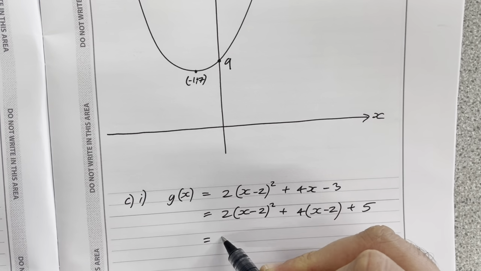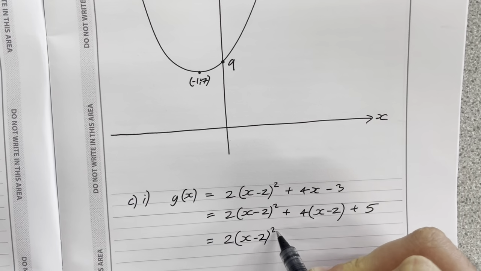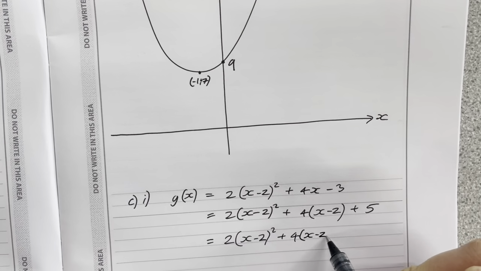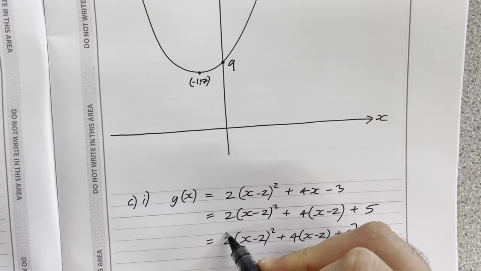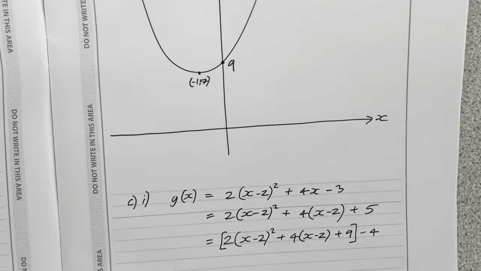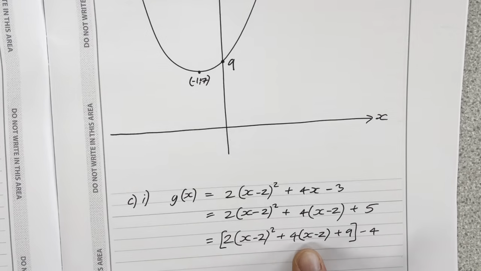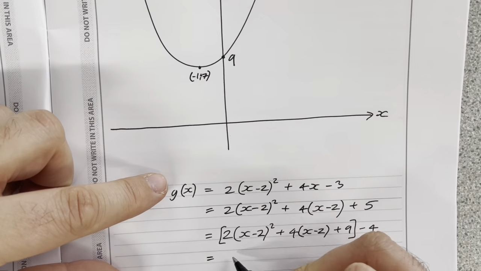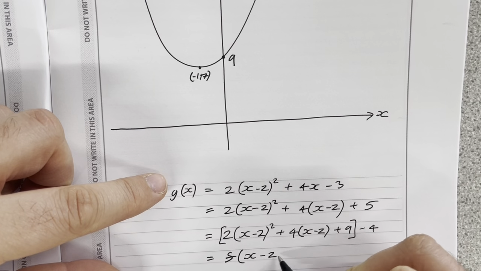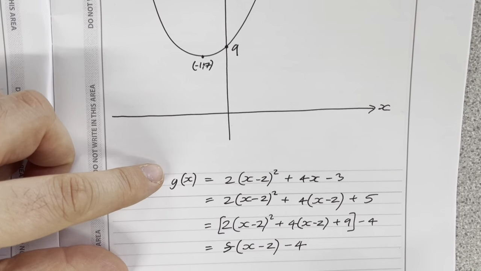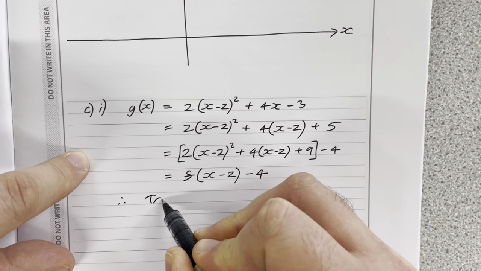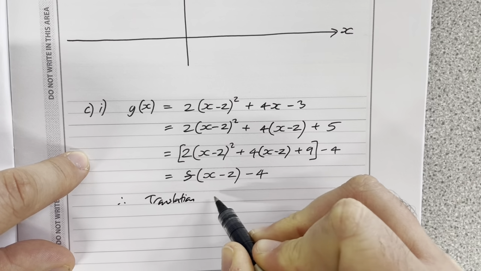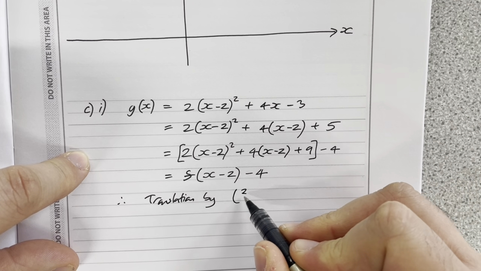And then I'm also going to say that this is 2 into (x minus 2) squared plus 4 into (x minus 2) plus 9 minus 4. And the reason I've done that is because f is 2 times something squared plus 4 times something plus 9. Okay, so that is f in there, just of x minus 2. So this is actually f of (x minus 2) minus 4. And now, when it's written like that, it's obvious to see what's happened. Therefore, it's a translation by the vector (2, minus 4).